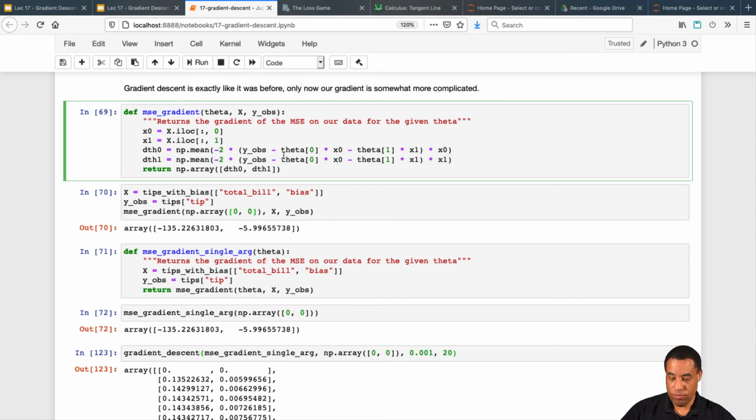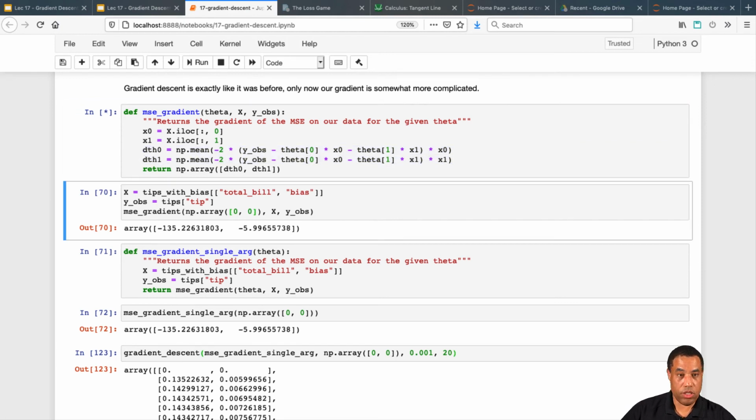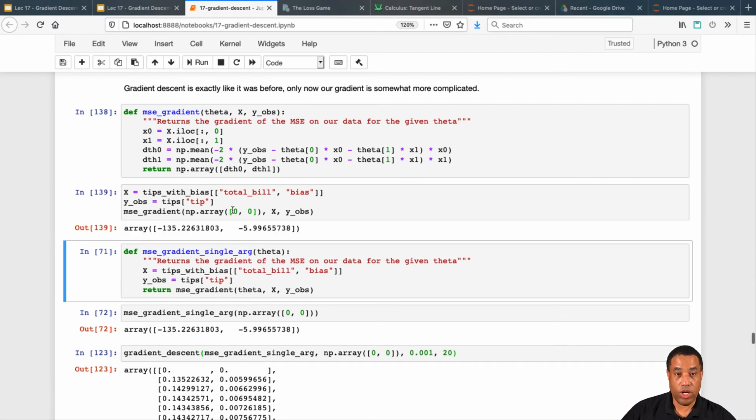Okay, so our gradient is a little bit more complicated. Again, it's these partial derivatives. We can see that with our initial starting point of 0, 0, we end up with minus 135 for our theta 0 gradient and minus 5.99 for our theta 1 gradient. That's going to tell us that as a function of our learning rate, we're going to want to move in the 135 direction for theta 0, and in the 6 direction for theta 1.